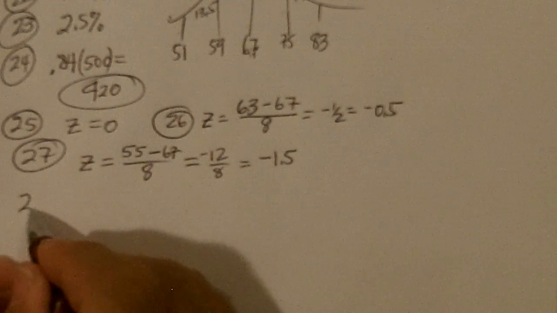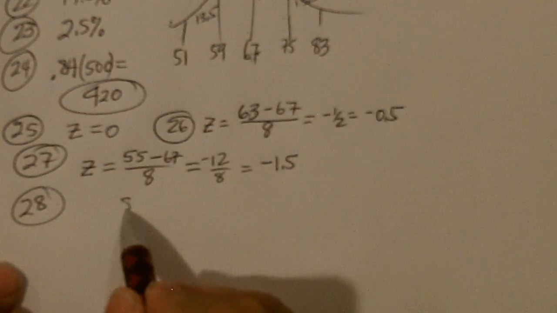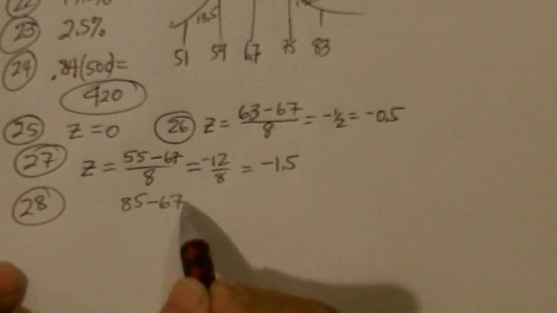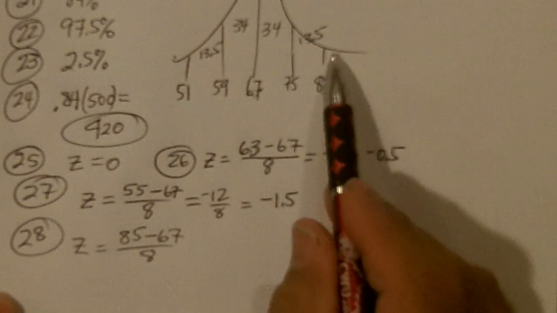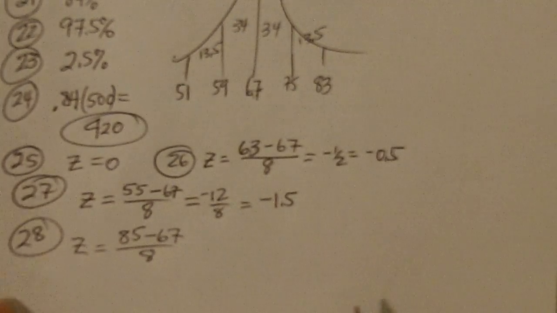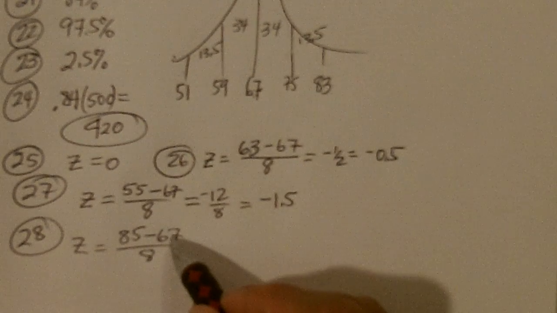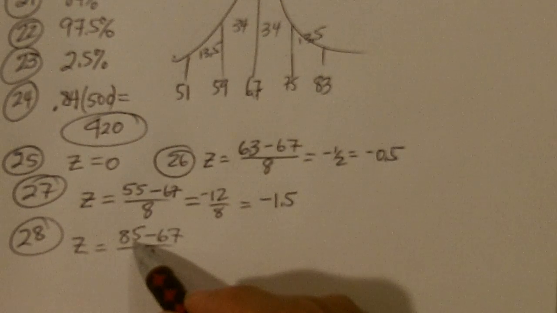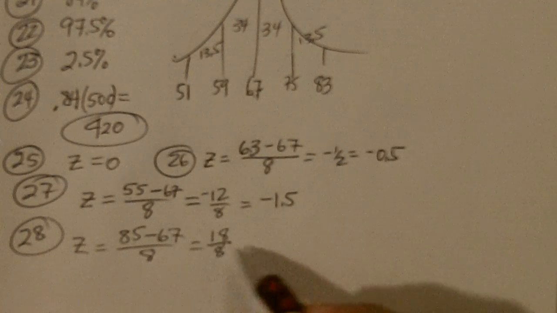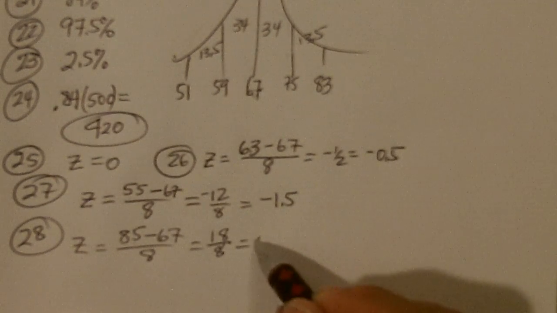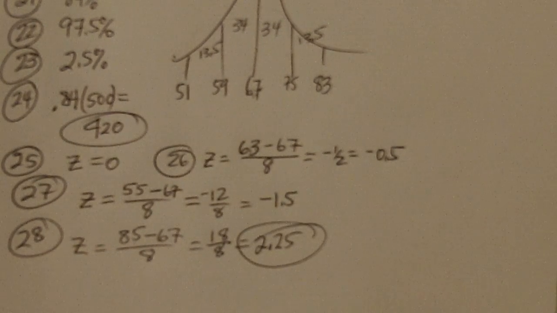And 28. What's the standard score for a score of 85? 85 minus 67 divided by 8. It's a little more than 2, because 83 was 2. 85 minus 67, that would be 18, divided by 8, which is 2 and 2/8, or 1/4, or 2.25. That's the standard score.